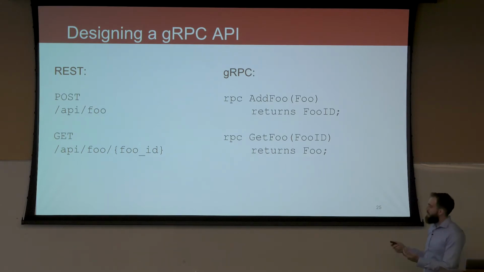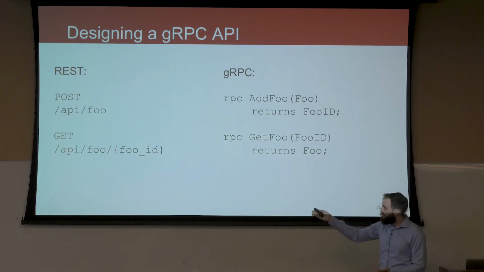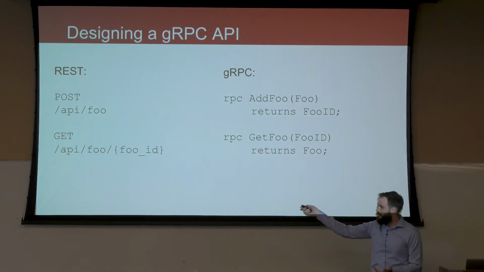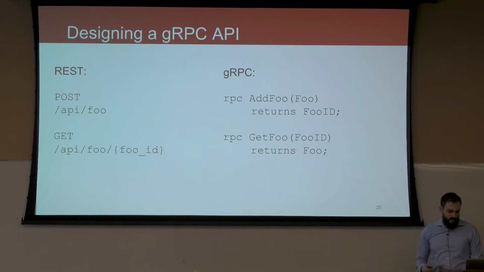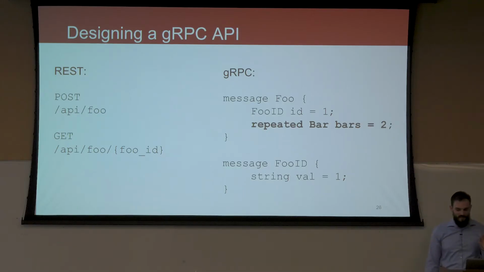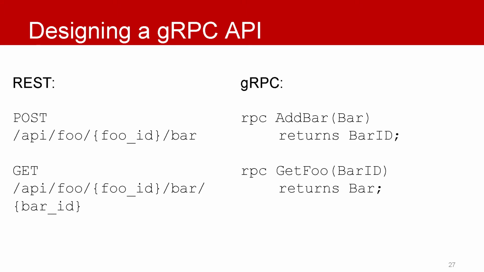We have maybe an add foo RPC and a get foo RPC. And add takes a foo object, just like you'd send a JSON payload with a post. And get takes an ID, just like you would send an ID in the URL. But let's look at what this foo contains. Of course, what else would it contain but a collection of bars? So it may not look like it yet, but this is going to get us into a little bit of trouble. Because now we need to figure out how to post and get these bars as well.